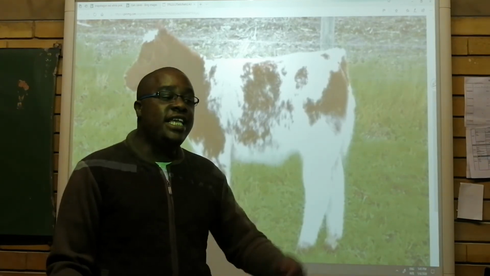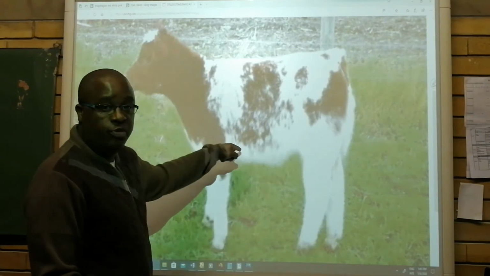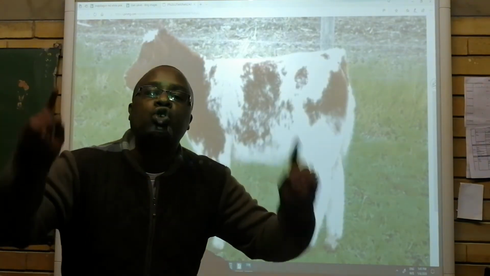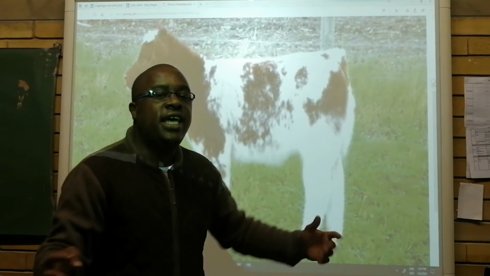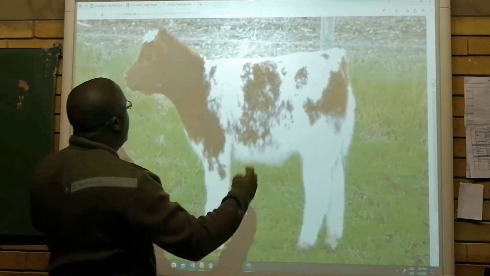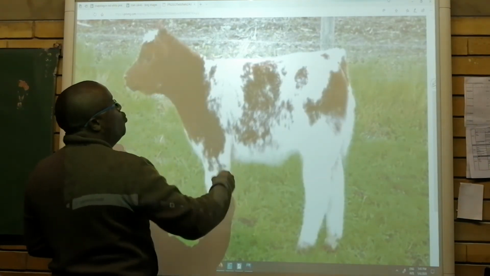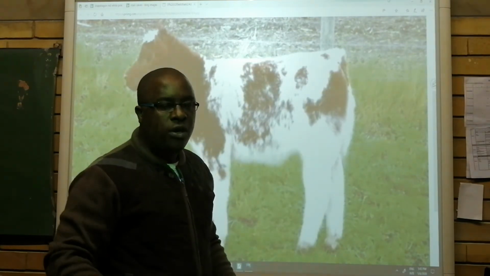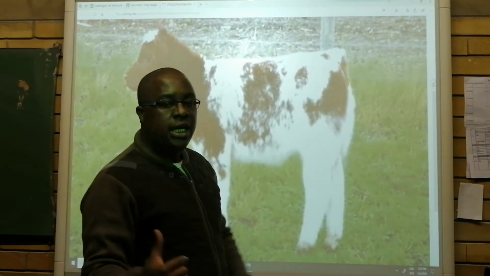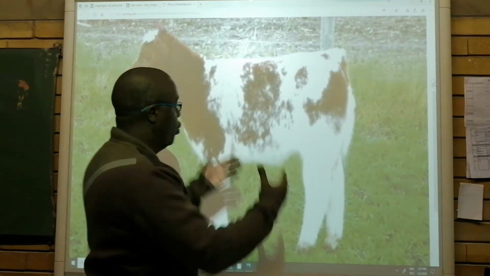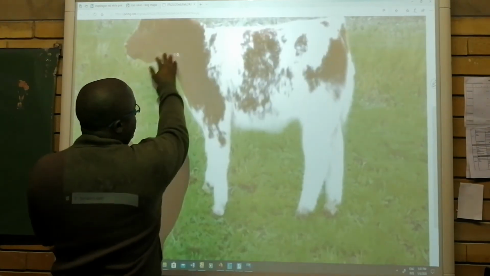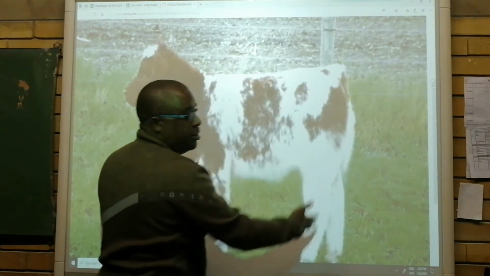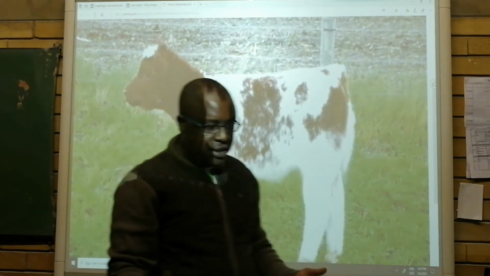What happened is that in this offspring, because the alleles are co-dominant, they're equally dominant, the offspring will have both what? The characteristics of both parents. What did the parents have? One had red hair, and the other had what? White hair. So the offspring comes with some bit of what? With some bit of red hair and some bit of what? White hair. I hope that makes sense.